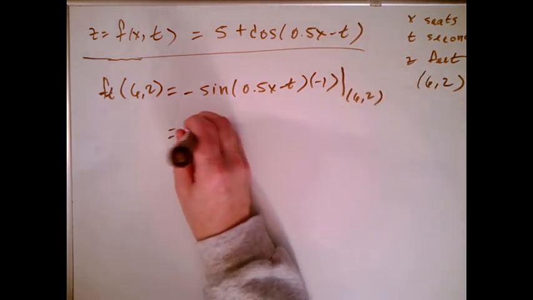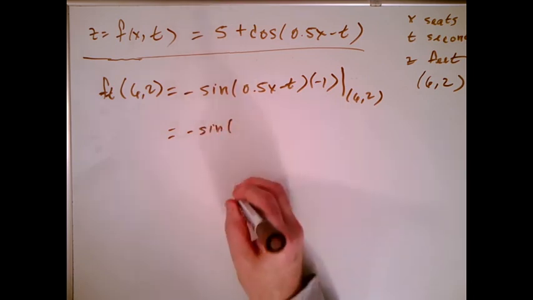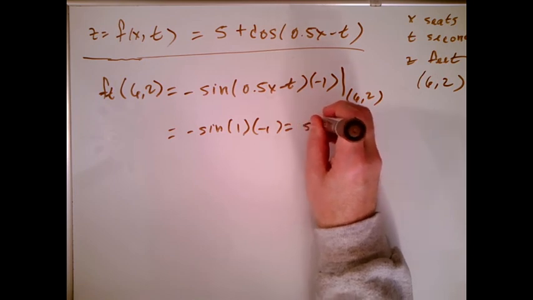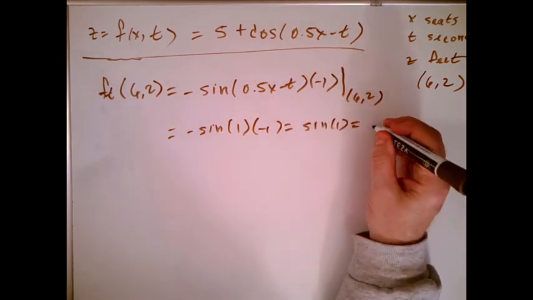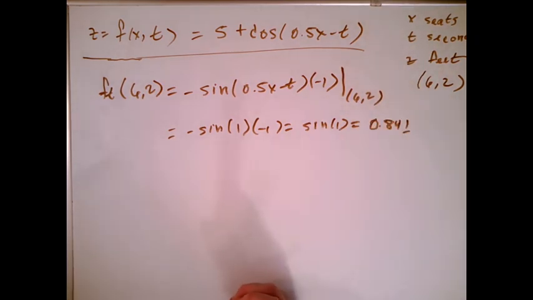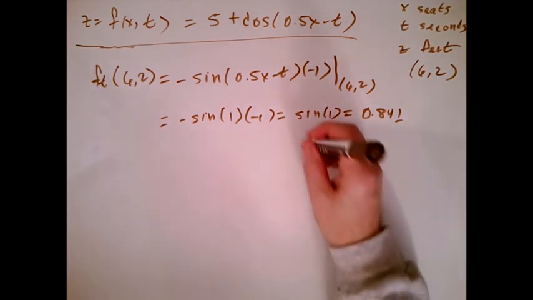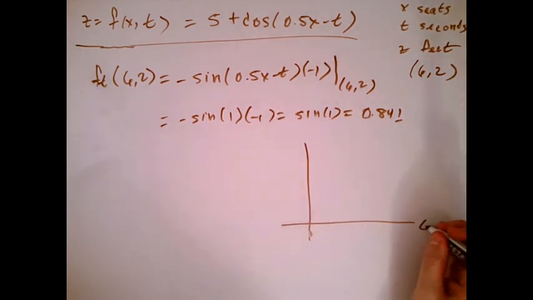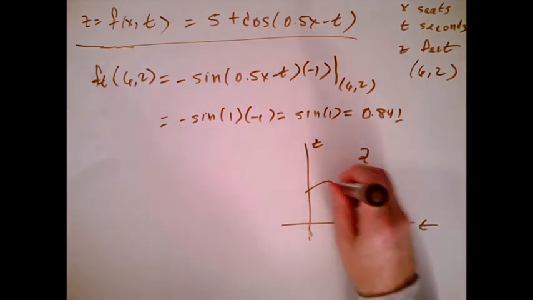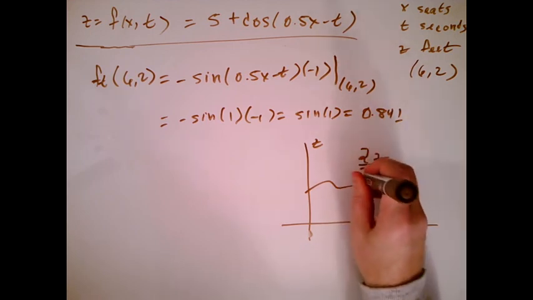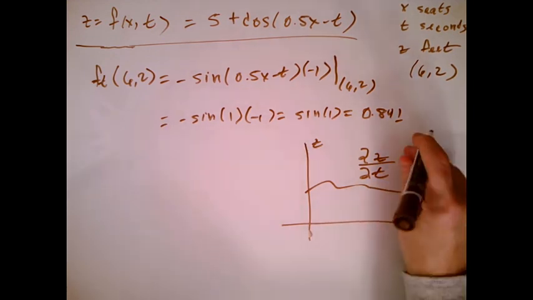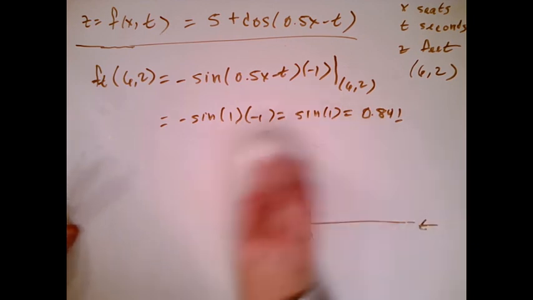And I plug it in. I'm going to get minus sine of 1 times minus 1. That should be the sine, roughly, of 1, and I think that's about 0.841. Now before we interpret it, let's do what we did before. Here we're holding x constant, and so when we take a chop, t is going to go over here, z is going to go up like that. The partial of z with respect to t is the derivative we just took, but now we can see the units. This is going to be feet per second.